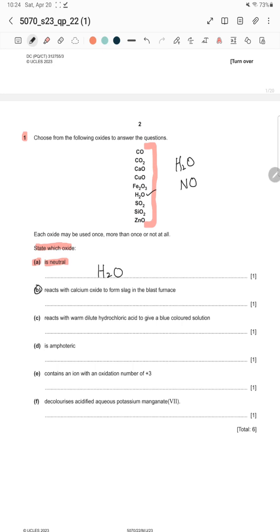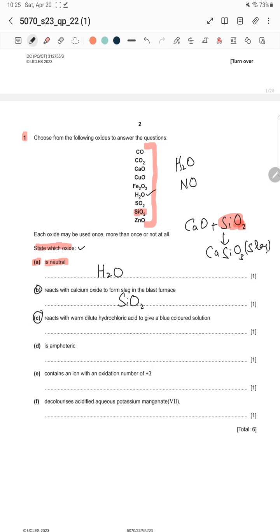Part B is: state which oxide reacts with calcium oxide to form slag in the blast furnace. Part B is from the chapter metals, and we have studied this reaction. Calcium oxide reacts with sand, SiO2, to form calcium silicate, CaSiO3. This is known as slag. So here calcium oxide is being reacted with SiO2. So the compound is SiO2. Here it is in the list. So the correct option is SiO2.